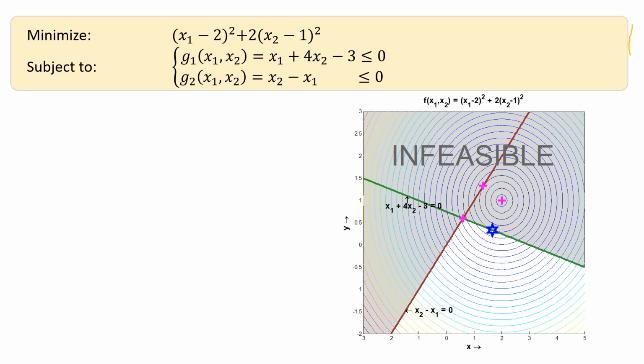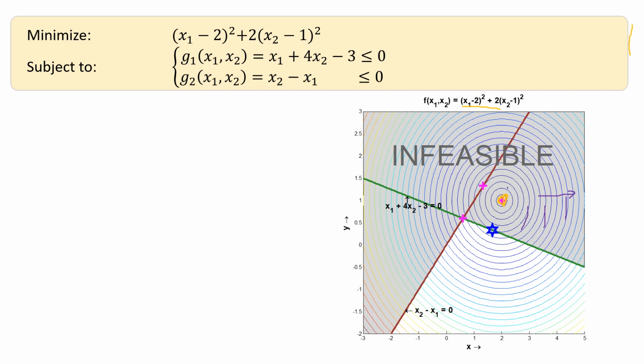Now, this is a plot of the contours of the function f(x1, x2) equals (x1 minus 2) squared plus 2 times (x2 minus 1) squared. This is the minimum of the objective function, and these contours correspond to constant values of the objective function. The further away we go, the higher the value of the objective function.